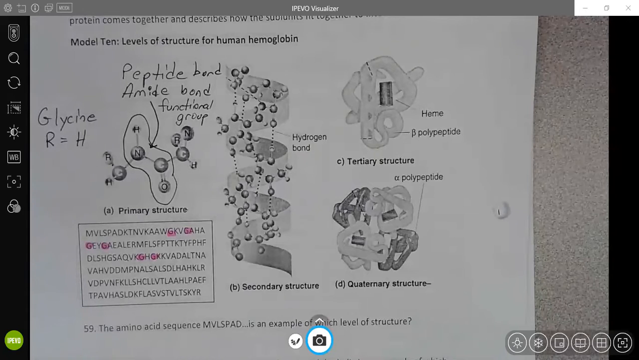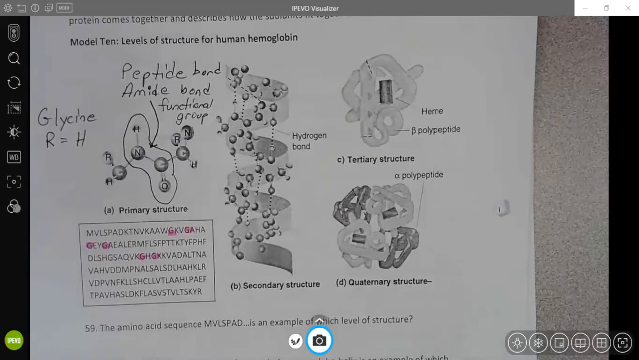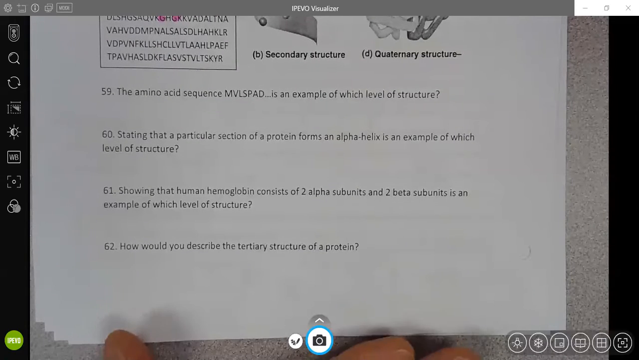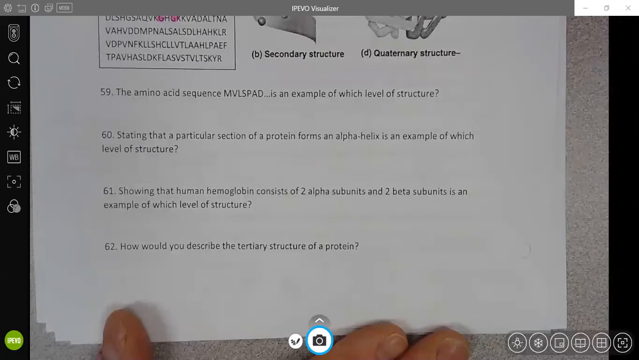So notice that primary to quaternary, we're going from small scale, how individual amino acids are connected and what their sequence is, all the way up to the overall structure of a collection of proteins. And so we're going from a small scale up to a big scale, or we're going from micro to macro, okay? And so you want to make sure that you can memorize these levels of structures. So looking at these questions are just supposed to help emphasize what we see in the model.